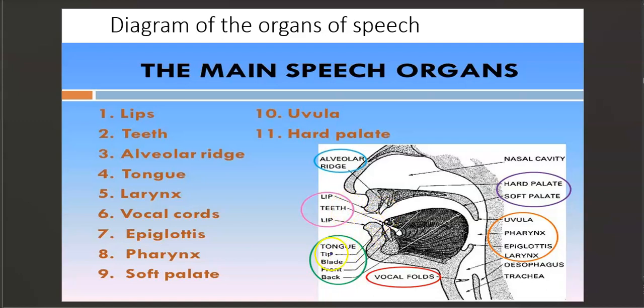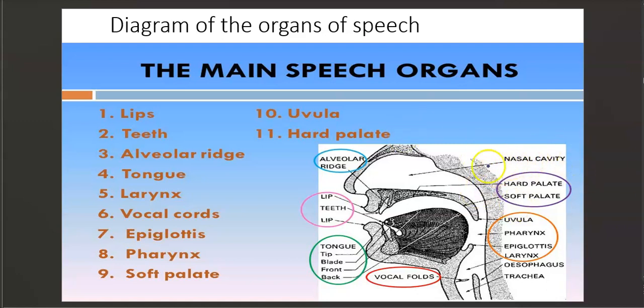Then you have the tongue, with the tip, blade, front, and back, and the vocal cords here. The vocal cords are somewhere in your neck, inside there. That's where you find the vocal cords. We have the uvula, the pharynx, the epiglottis, the larynx, the esophagus here, the trachea, and the soft and hard palates. You've heard me talk about soft and hard palates, the teeth, the pharynx, the epiglottis. So now you're looking at them in a visual representation. We have the nasal cavity here.